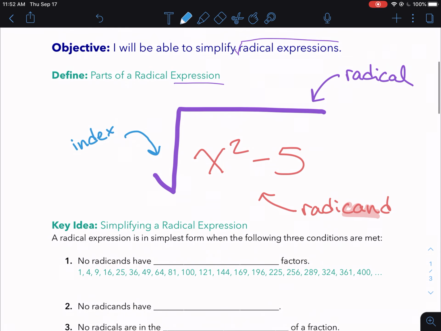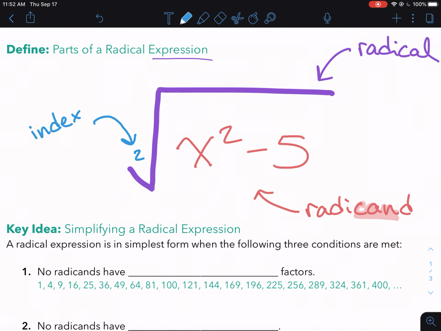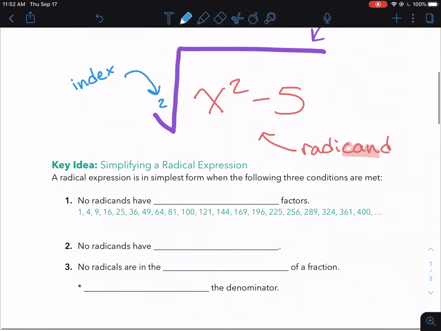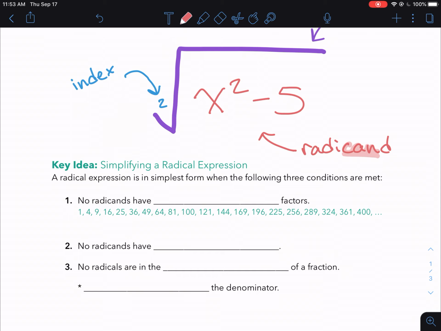Index is a 2. So our key of the day is simplifying a radical expression. And for a radical expression to be simplified, there are 3 conditions that need to be met. First, no radicands have a perfect square factor. That is, what's under the radical symbol doesn't have any perfect square factors. It's not divisible by any perfect squares.